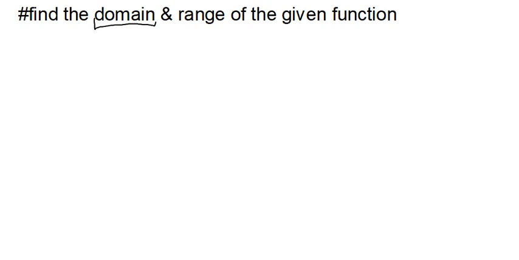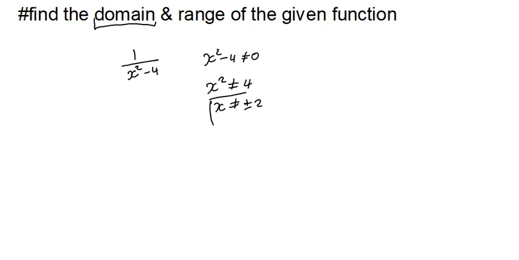For example, if I talk about 1 over, let me say, 1 over x squared minus 4. When you look at the denominator there, this will give us the domain. We are going to say the denominator x squared minus 4 should not be 0. So meaning your x squared should not be positive 4, of which your x should not be positive or negative 2. That's simply the domain.